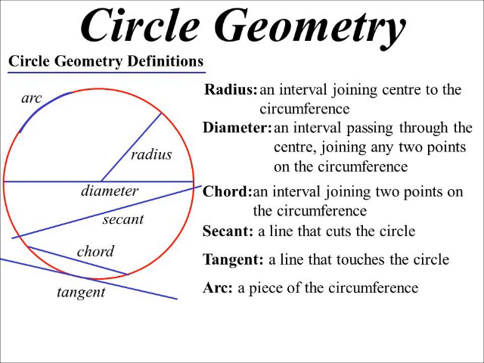An arc is just a piece of the circumference. Mind you, when I label an arc, I actually create 2 arcs. We have the minor arc is the smaller piece, and the major arc being the larger piece.